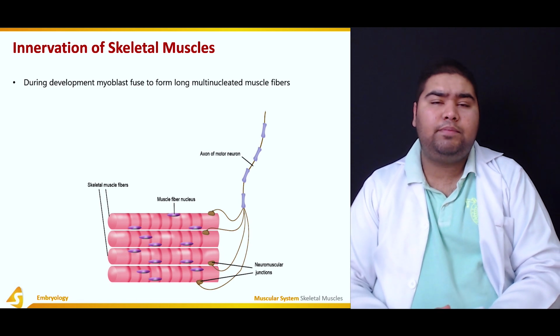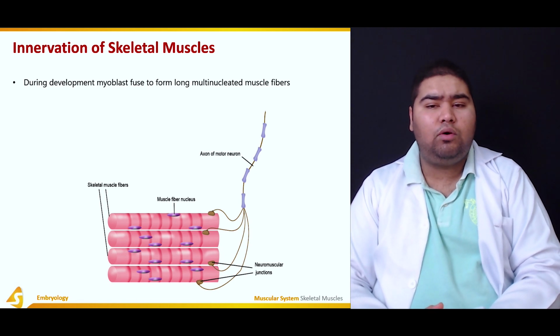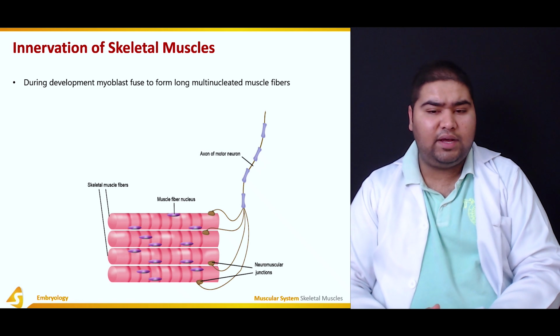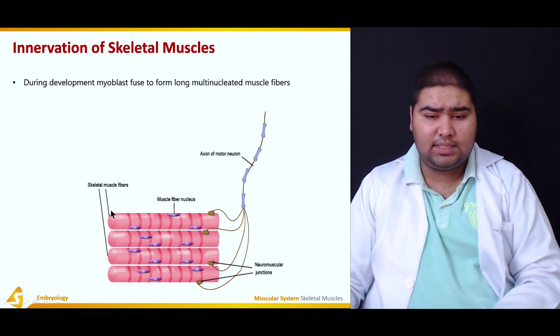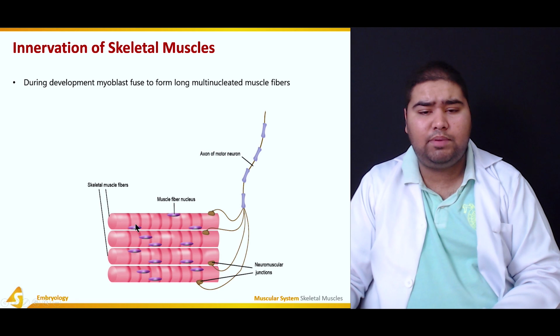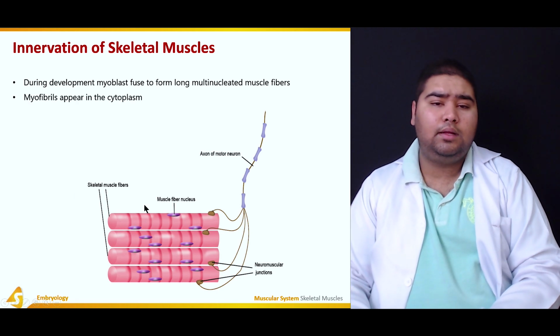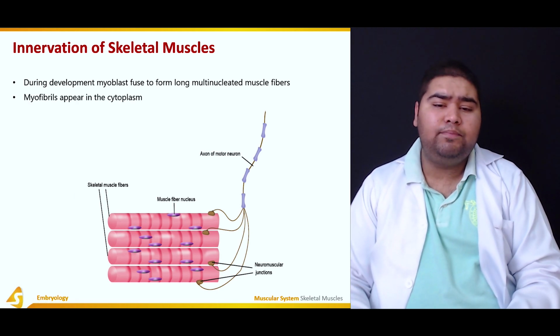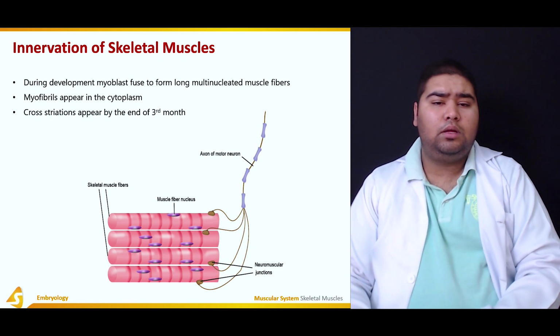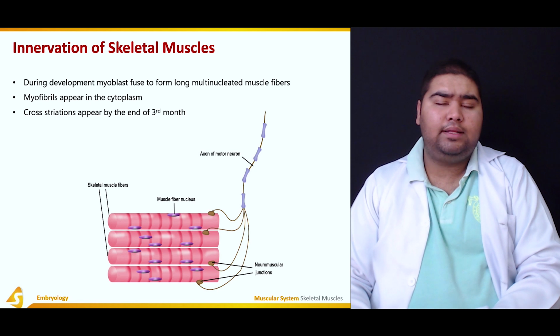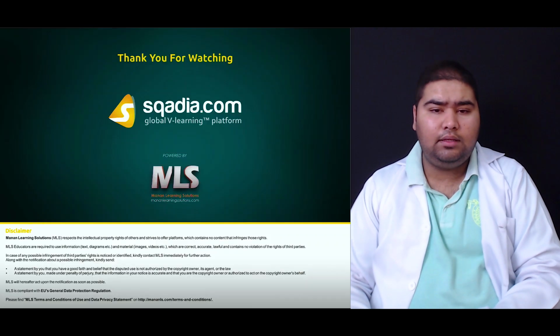So during development, the myoblasts fuse to form long multinucleated muscle fibers. As you can see in the figure, it is a long fiber and has multiple nuclei in it. Myofibrils appear in the cytoplasm, so they are cytoplasmic elements. Cross striations appear by the end of the third month.